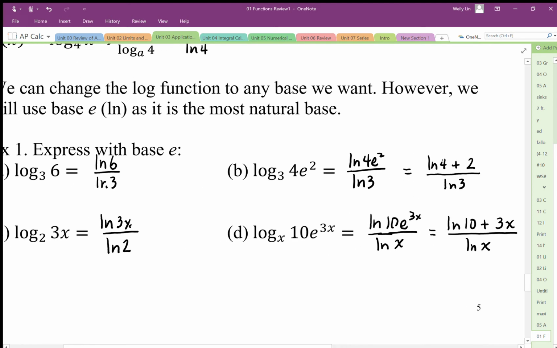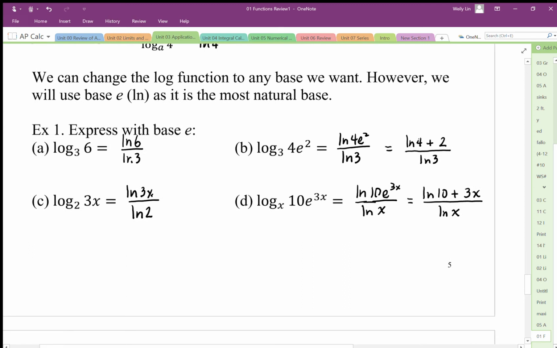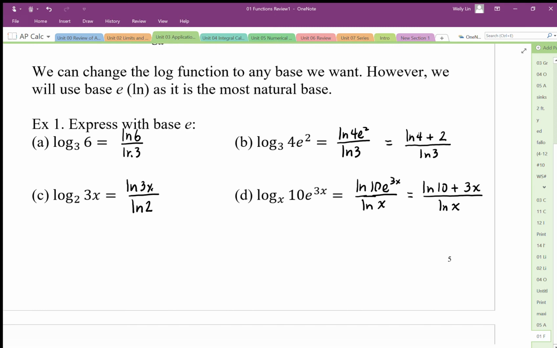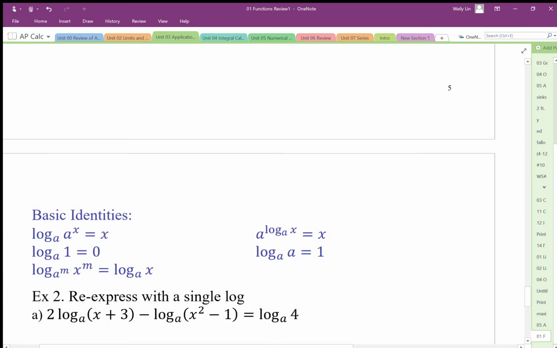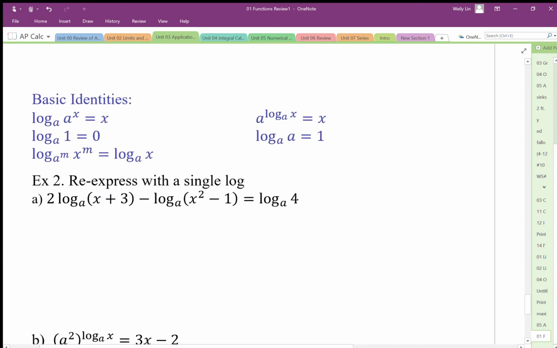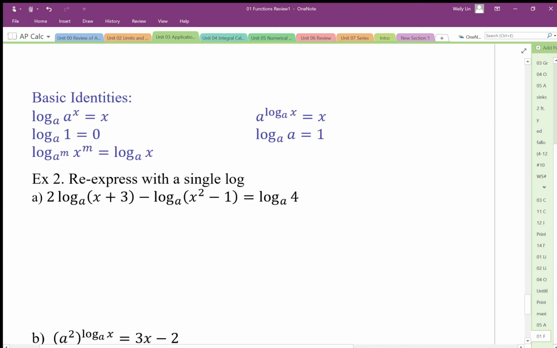Okay, so we want to change everything to natural log, because when we start doing the calculus, it will work much better with the natural log or base e log. So there are some basic identities that we should know for logs, and we should try to use these identities when we see them. Basically the first two, the top ones, are showing that the log and the exponent undo each other and they give us x. Same thing here, where the exponent and the log undo each other and give us x.